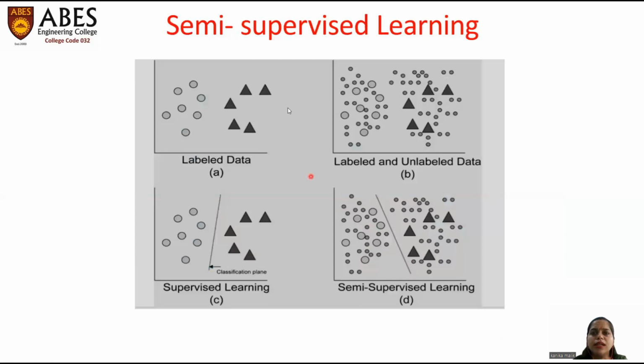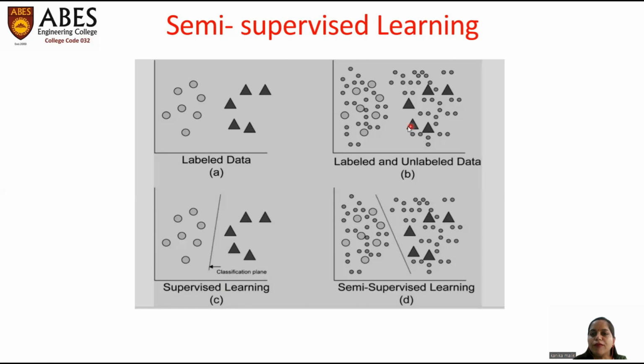Then moving on to the third category, with the help of a diagram, you can see in figure A, I have been given two types of input data objects. One is shown through a circle and the other one is shown through a filled triangle. This is the labeled data. Labeled data corresponds to figure C, supervised learning, as both categories can be easily classified or separated through this classification plane shown here.